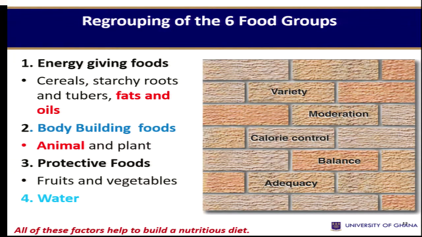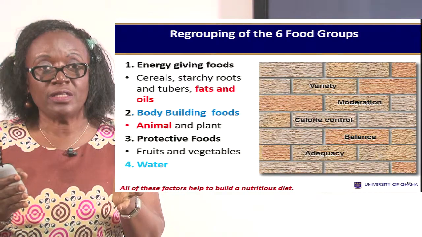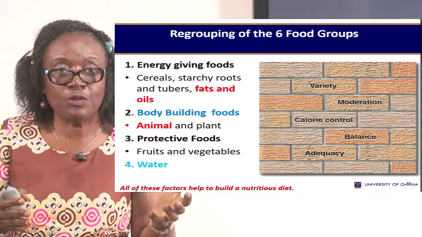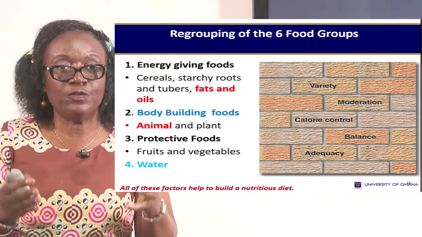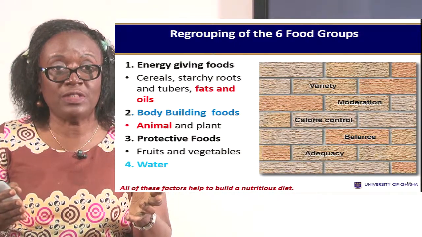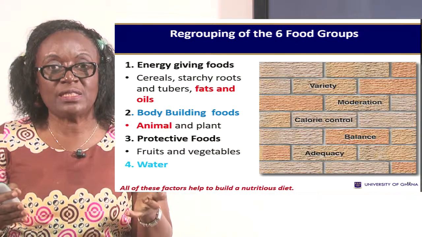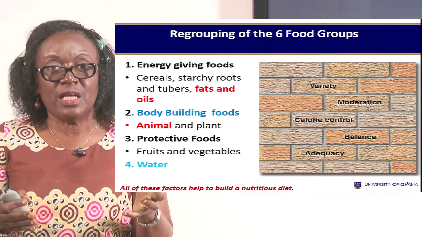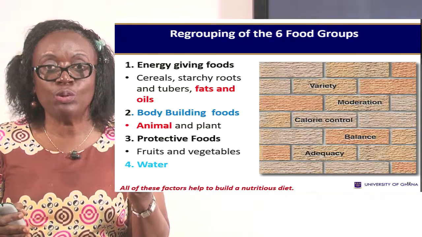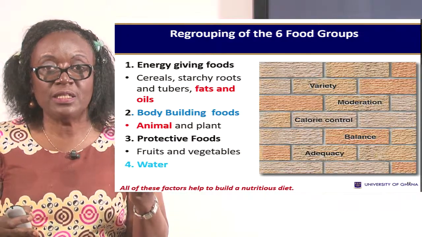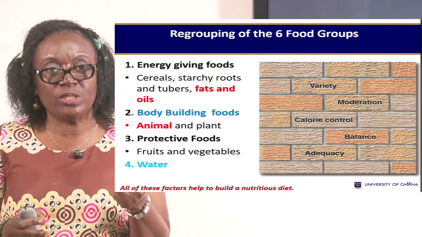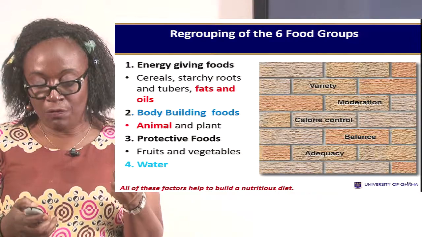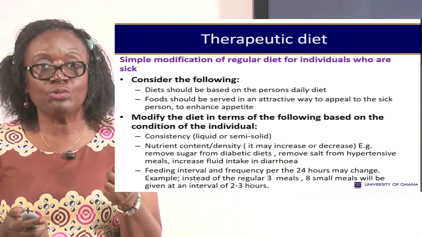So energy-giving foods, as the reclassification by the Ghana Health Services, I've put it there in another form just to recap for you. Then the body-building, then the protective foods, then the fruits and vegetables. These are the fruits and vegetables. And then water. Water is key. And we should let variety play a role. Moderation is the key. Calorie control. The food should be balanced and should be adequate to meet the nutrient needs of a particular age group.